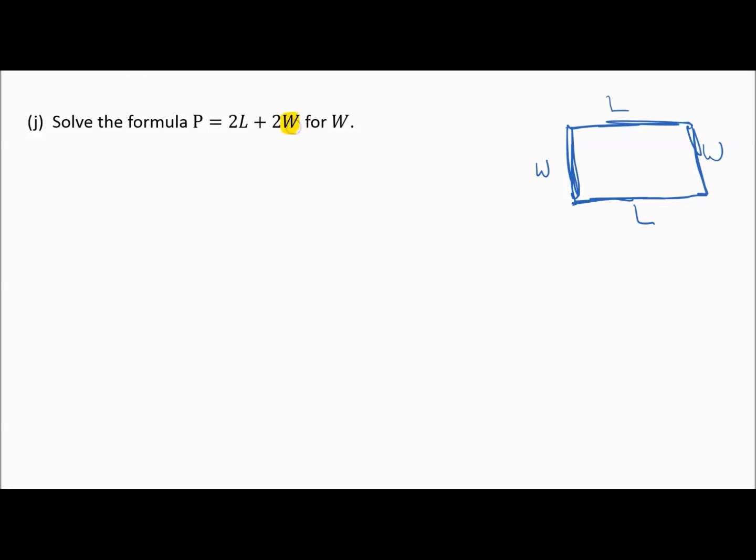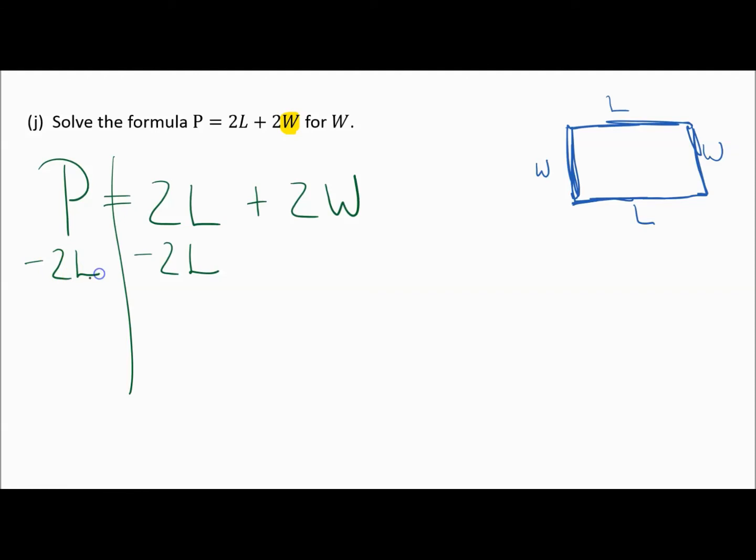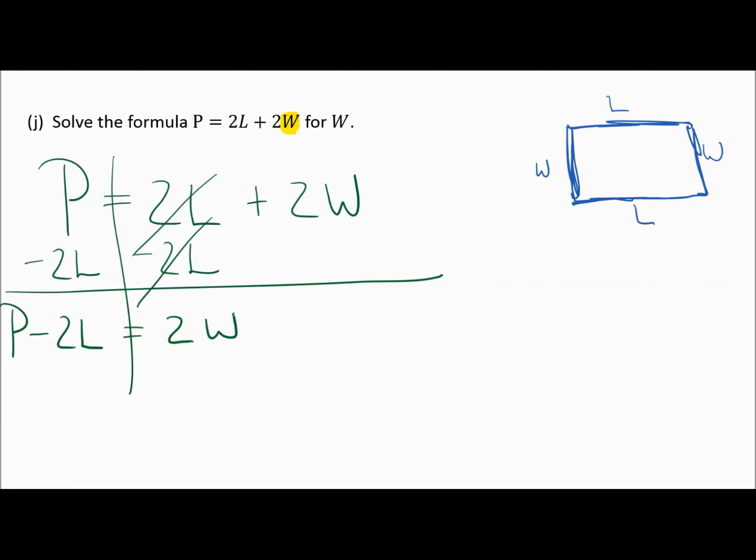So I want this W by itself on one side. So P equals 2L plus 2W. So I don't want to do anything with the W. What I do want to do is remove the 2L and remove the 2. The 2L is being added to 2W, so to undo addition, I'm going to subtract, and I have to subtract the same value on each side of the equal sign. So on the right, the 2L's cancel. On the left, the best I can write is P minus 2L, and that equals 2W.